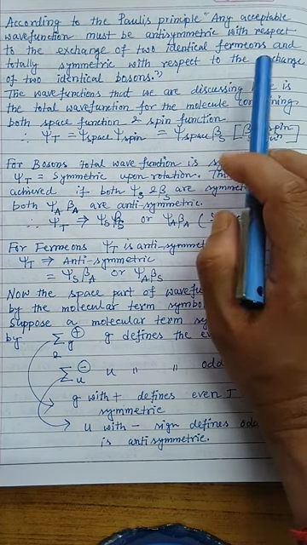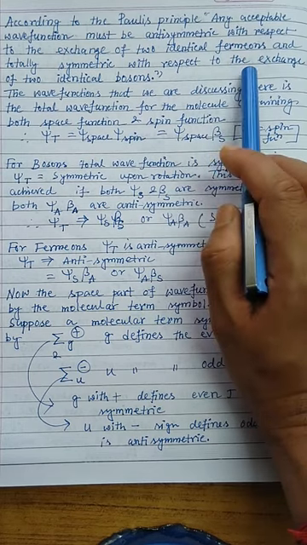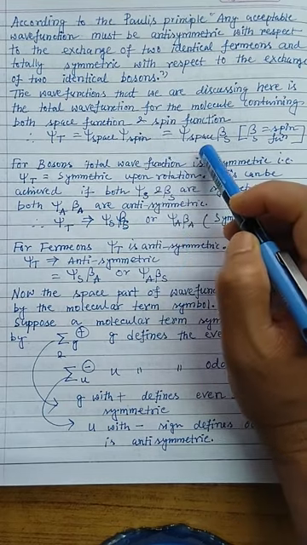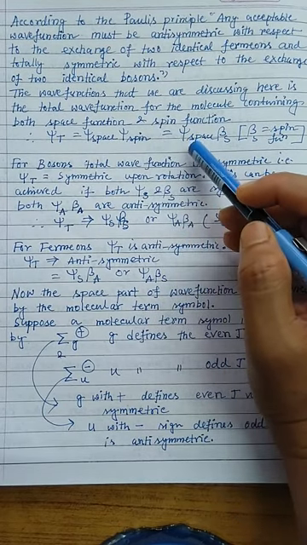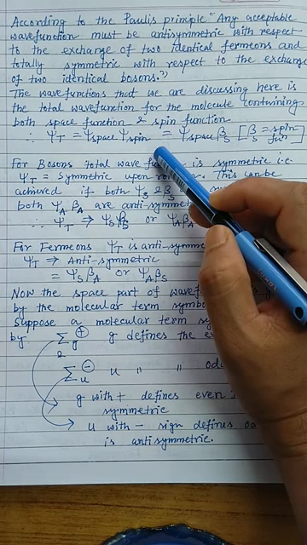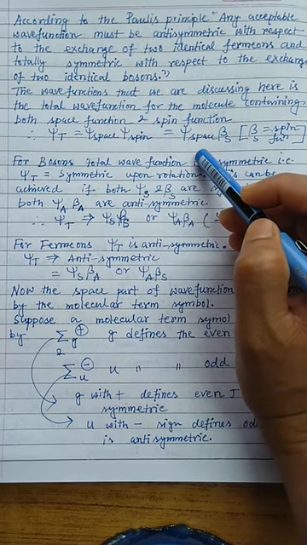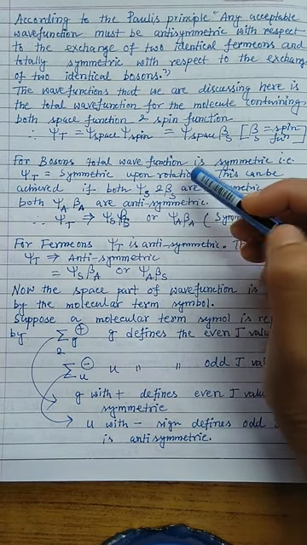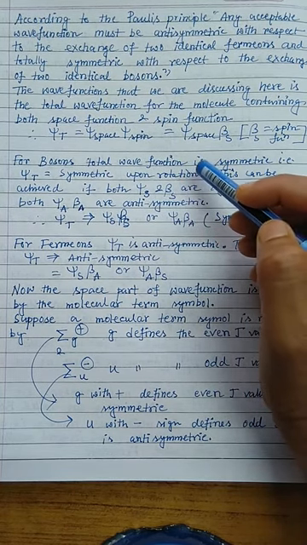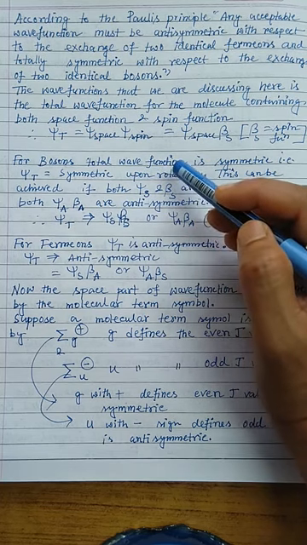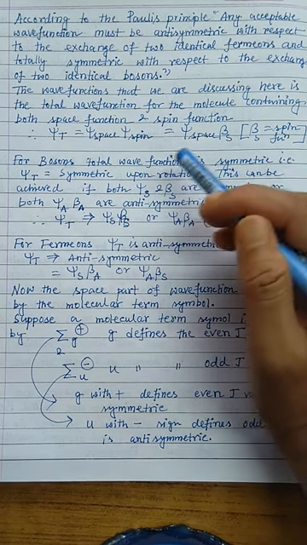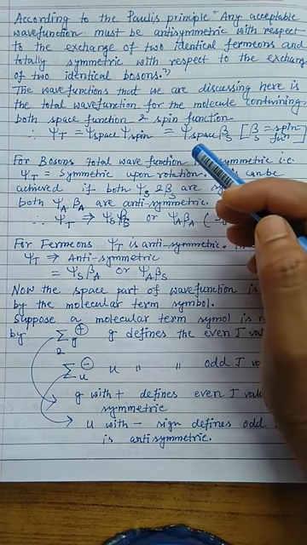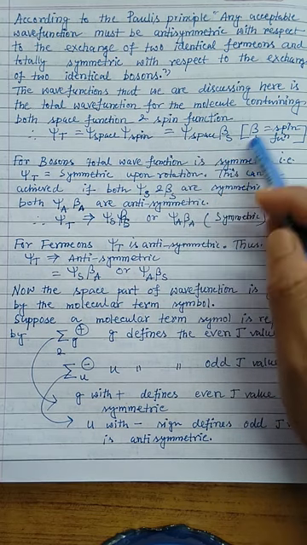When a hydrogen molecule rotates, what happens? Individual hydrogen atoms are fermion particles. Initially suppose this is hydrogen 1, this is hydrogen 2. When they rotate 180 degrees, hydrogen 2 comes here and hydrogen 1 comes here. That means they exchange their position. So the new wave function, psi total prime, should be the negative of psi total, the wave function before the rotation. It becomes anti-symmetric. Otherwise the symmetry properties will not be followed. That is Pauli's principle.